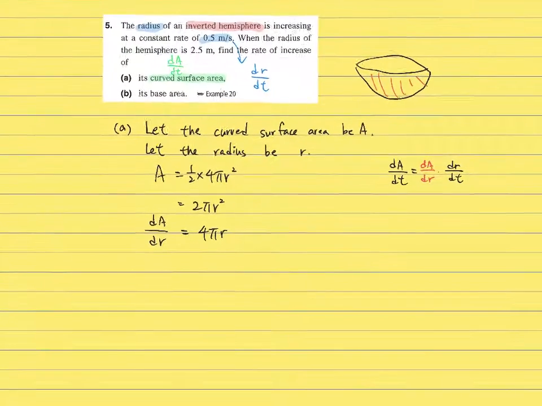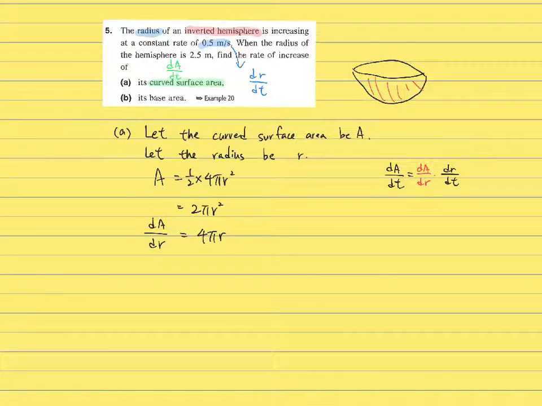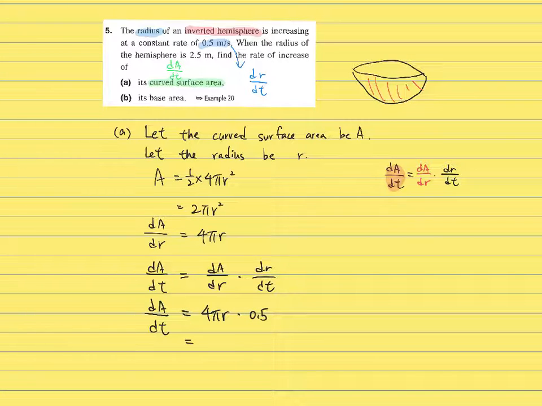Then dA/dt, dr/dt is constant 0.5 meter per second. dA/dr, I found it. Then we can substitute in. dA/dt is equal to dA/dr times dr/dt, chain rule. dA/dt is the target, just write it on the left hand side. dA/dr is 4 pi r. dr/dt given by the question is 0.5. So the answer will be 2 pi r.